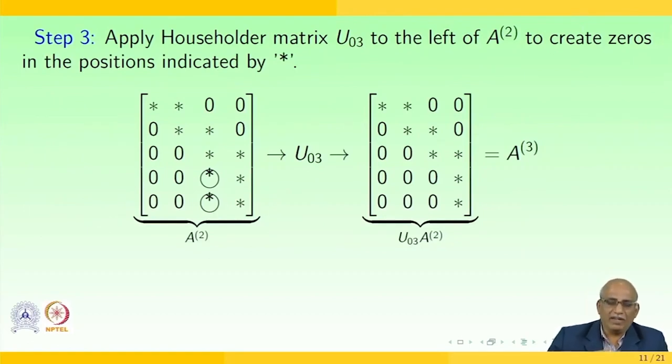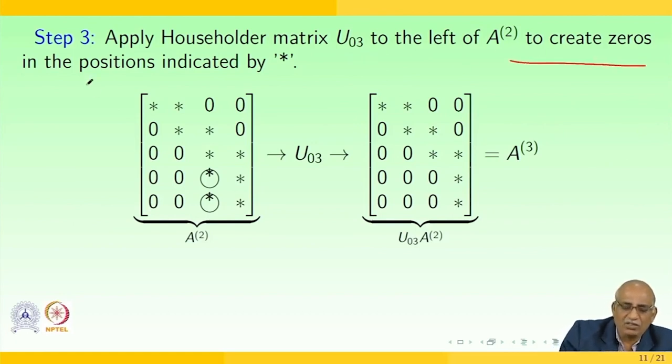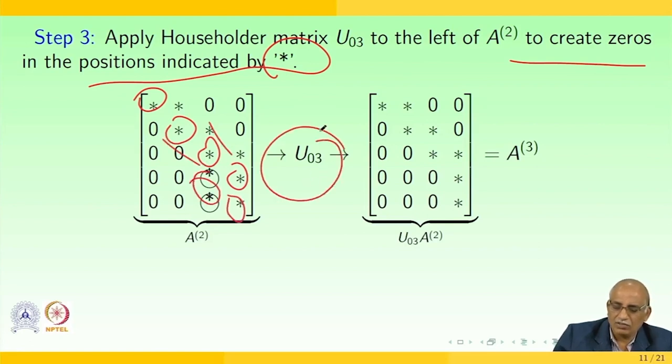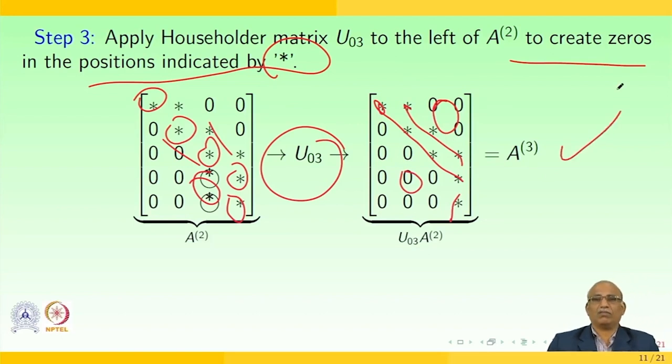In step 3, apply Householder matrix U03 to the left of A2 to create zeros in the positions indicated by star. So this is non-zero, this is non-zero, and these are all to be zeros. When you apply U03, this becomes zeros, and you do get A3.